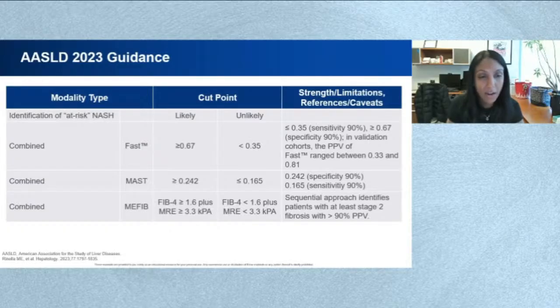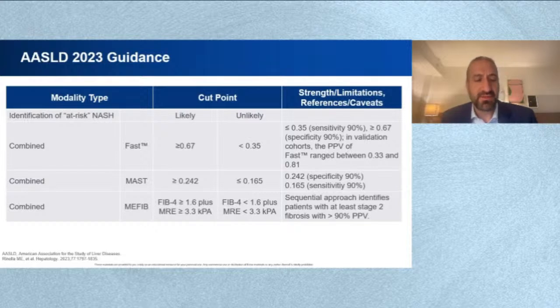We didn't talk about the MEFIB score, but that's taking into account MR elastography and the FIB-4 score, another test to help identify that at-risk population. But there are these cut points within our guidelines now that help us decide what we should be doing with these patients or how we should be considering them.